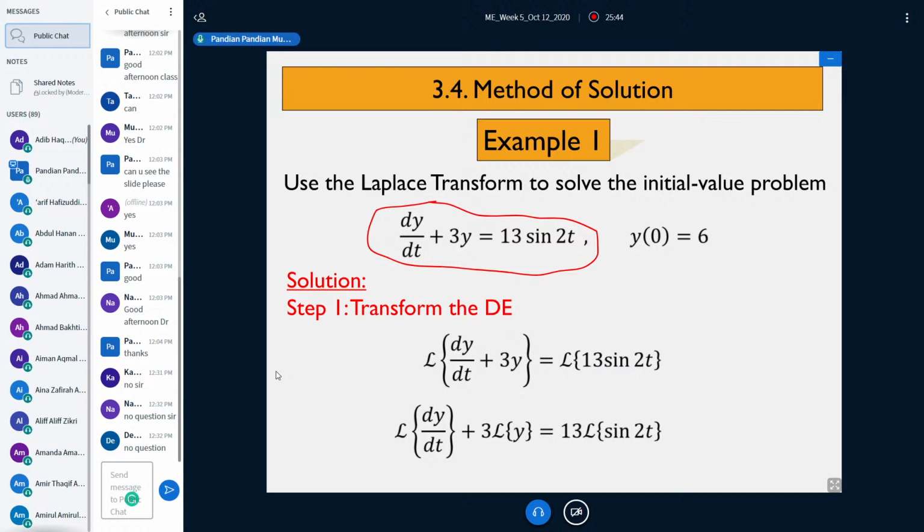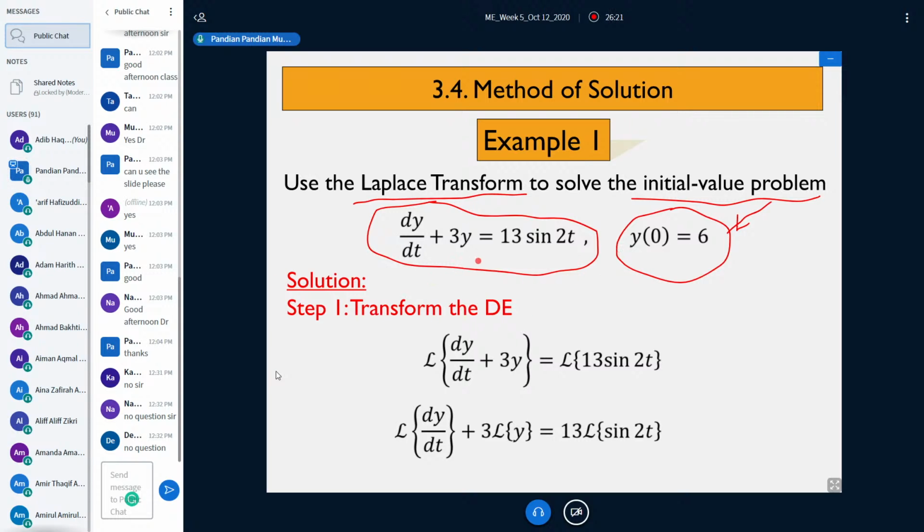All right. So look at this example, please. And then make sure you have the initial condition. If you don't have the initial condition, we cannot solve this problem. So the word Laplace transform is very important. Use the Laplace transform to solve the initial value problem. The initial value is this one, and this is the initial value: when t = 0, y(0) = 6.